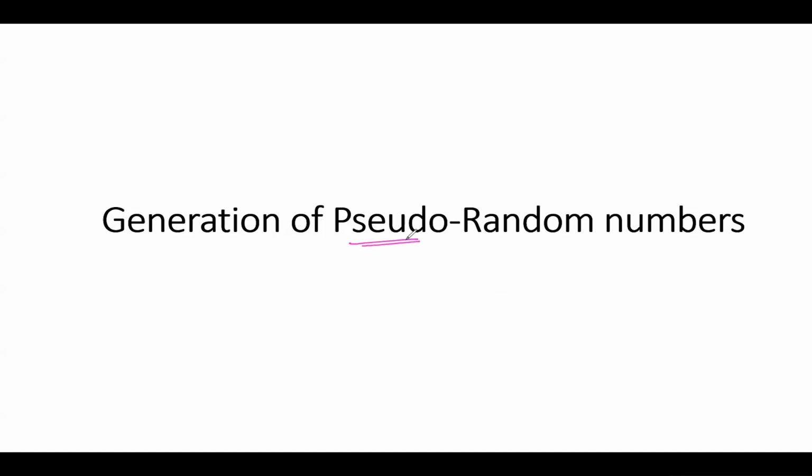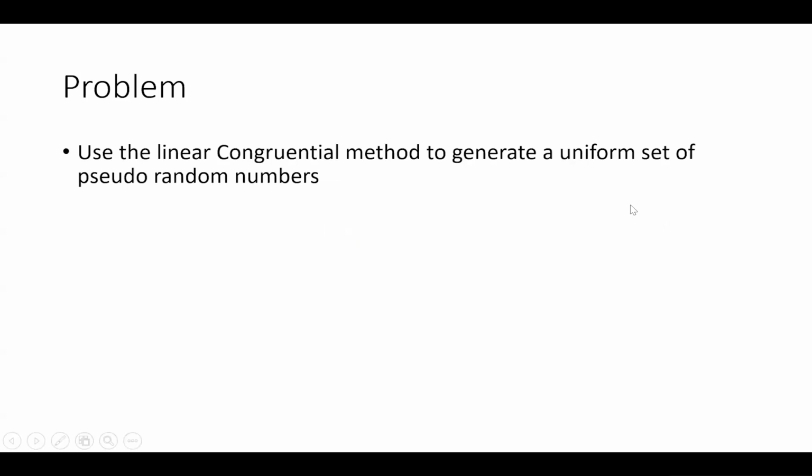Let us go ahead and see what the problem statement is, and how we can generate random numbers. The problem statement tells us to use a linear congruential method to generate a uniform set of pseudo-random numbers. That is a method usually used in order to generate a random number.